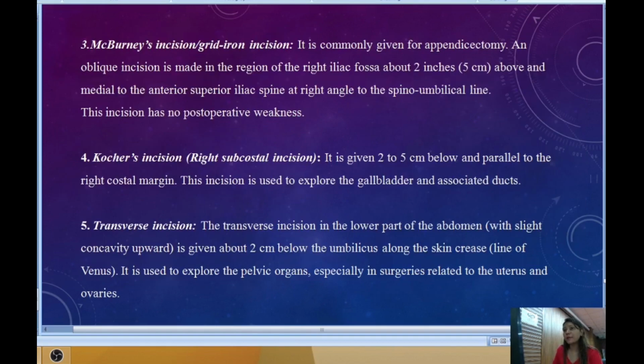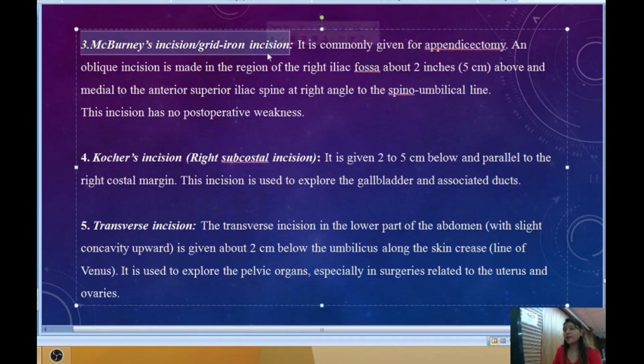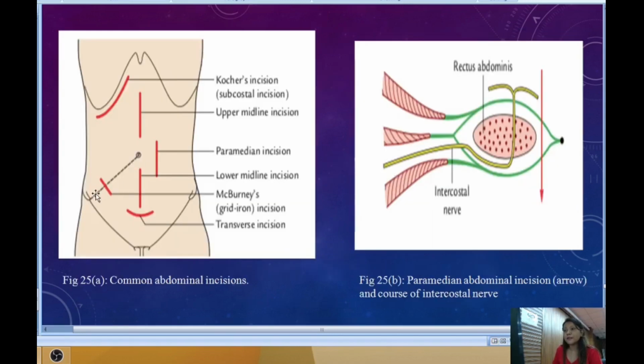Then we have McBurney's incision. McBurney's point is very important. This incision is given for appendicectomy. When you want to do appendix surgery, then we give the McBurney's incision. It's an oblique incision in the right iliac fossa, 5 centimeter above and medial to anterior superior iliac spine, at right angle to the spino-umbilical line. It has no post-operative weakness. So this is the McBurney's point.